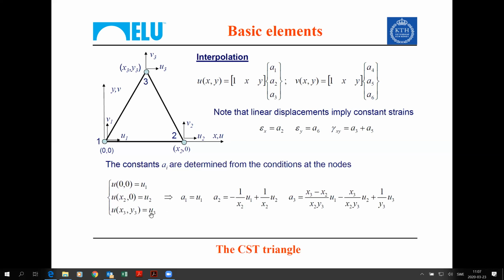We have three equations. We have three constants, a1 to a3. So what we have is that a1 should be equal to u1. A2, if we solve this system, you can do it by hand to check that I'm not lying here, will be minus 1 over x2 u1 plus 1 over x2 u2. A3 will have this expression involving coordinates at the nodes and the three displacements, u1, u2, and u3. These are A1, A2, and A3.